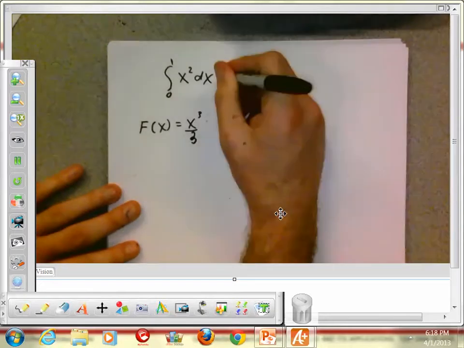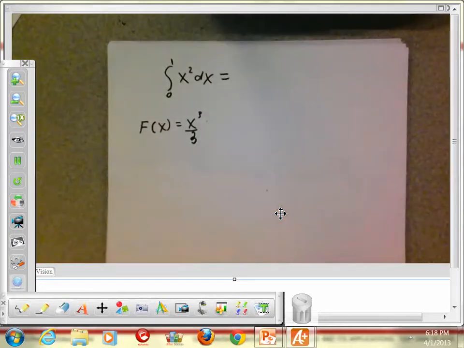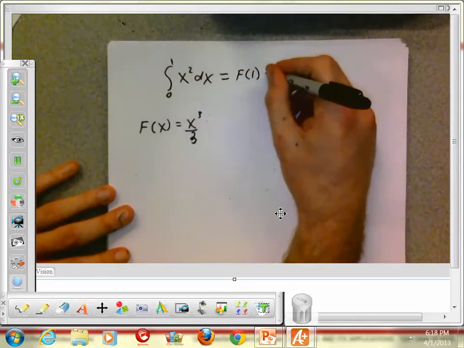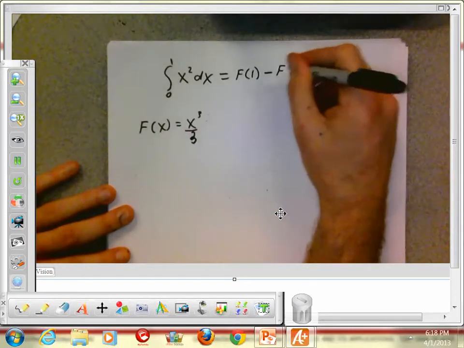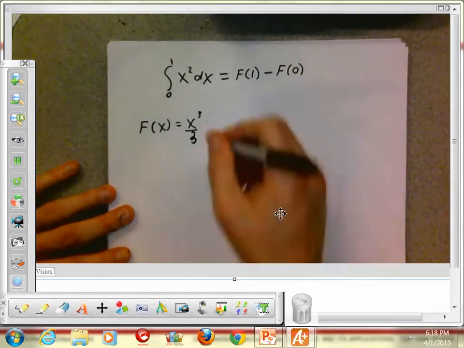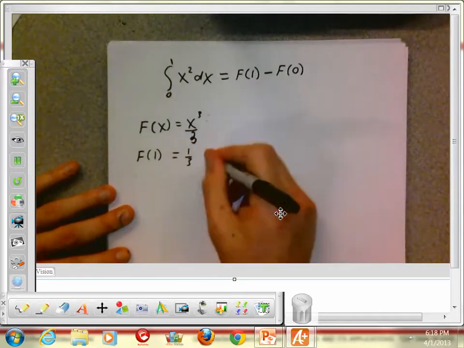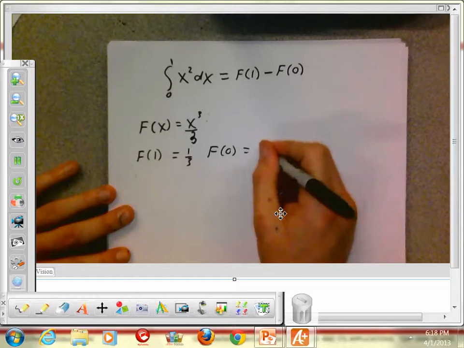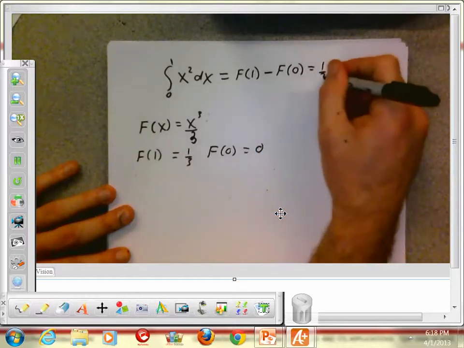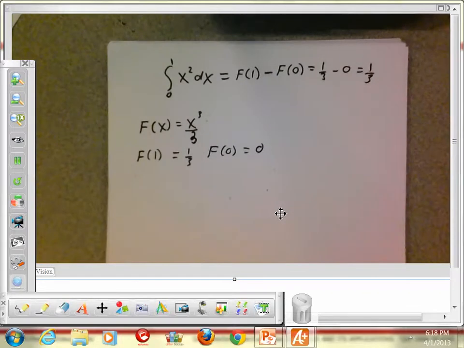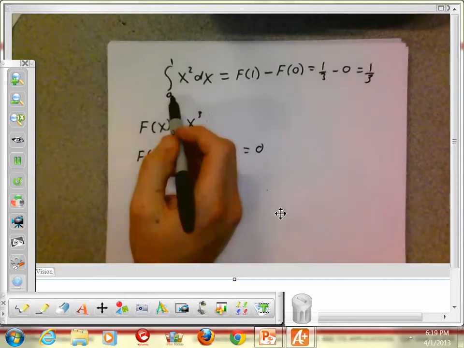So according to our theorem, this is going to be equal to f of 1 minus what? F of 0. And what is f of 1 equal? 1/3. And what is f of 0 equal? 0. So this is going to be equal to 1/3 minus 0, which is equal to 1/3. So all I did here is I found any antiderivative and I just evaluated it at this point minus this point. Okay?